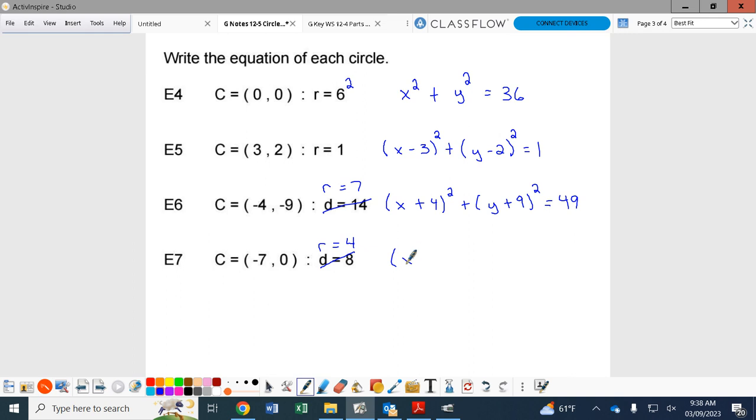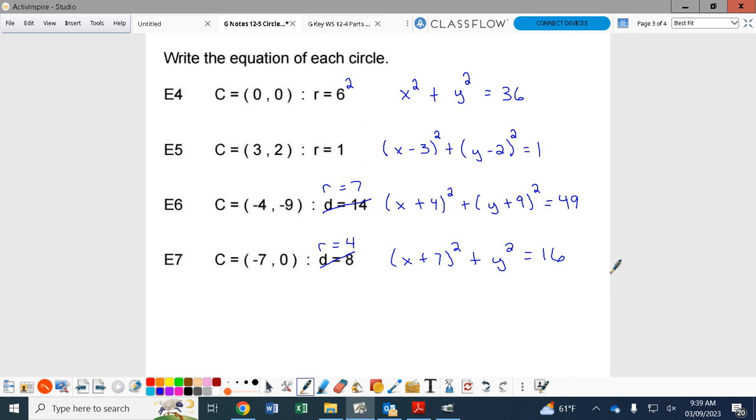X plus 7 squared. Nice. Equals 16. Most people mess this up because they get one number and they think they got it right. Guys, that's exactly correct. Nicely done. Very nicely done. Anybody see anything about that they need to ask a question about?